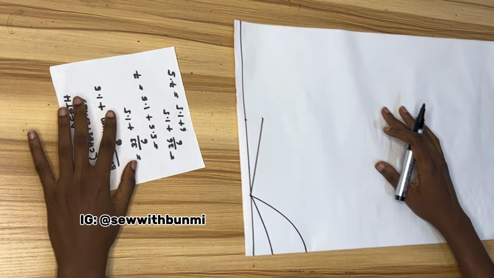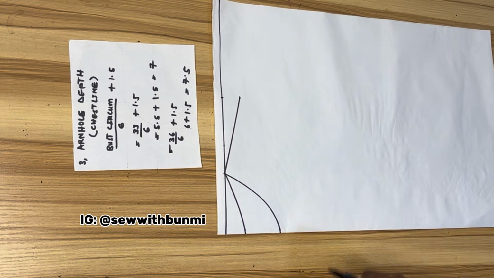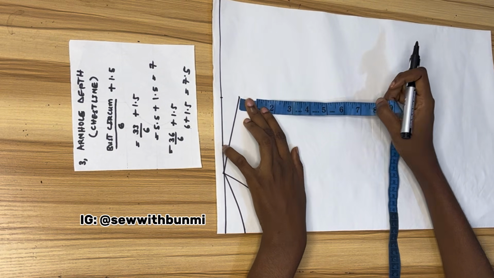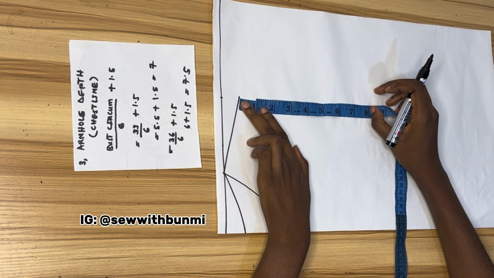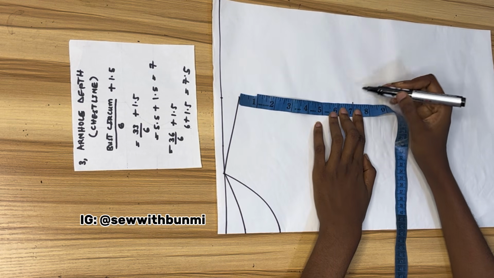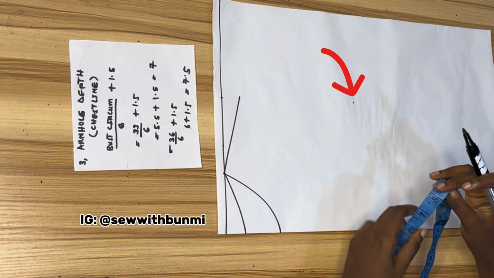So let me show you how to impute this on the pattern paper. Whatever you get from your calculation, you measure it from after your shoulder slant. Alright, so for me, I'm doing 7 inches. So if it's 7.5 that you get, you also mark that where you see me mark. Alright, so drawing a horizontal line on that point is my chest line.